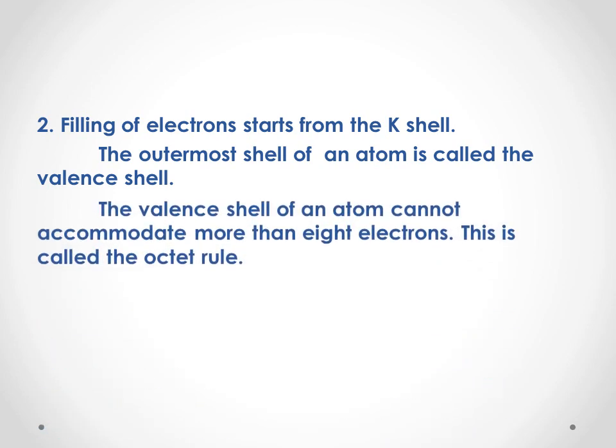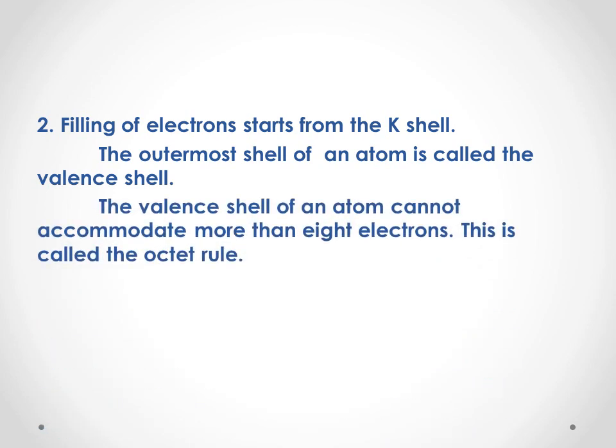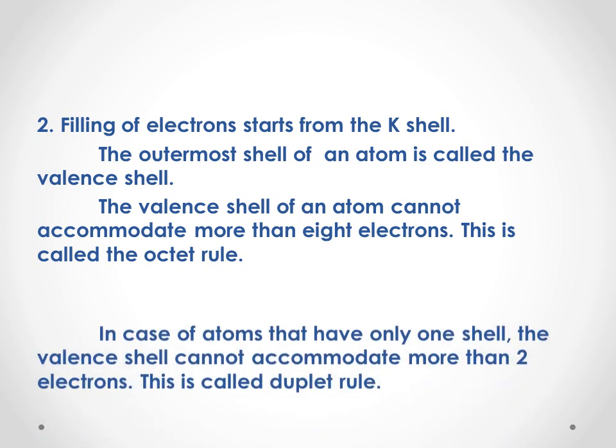The valence shell of an atom cannot accommodate more than 8 electrons even if its capacity is larger. This rule is known as the octet rule. It means the valence shell of an atom can accommodate only 8 electrons. This is known as the octet rule.